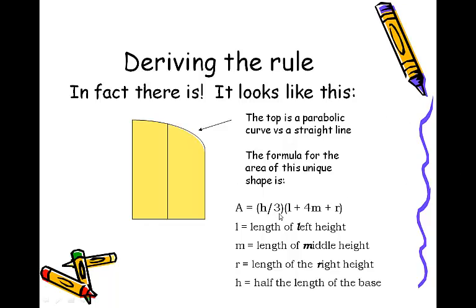It's h over 3 times L plus 4m plus r. So you're probably wondering, what the heck does all of that mean? Well, L is this left vertical height here, L for left. M is the middle height, and R is the right height. So it's kind of easy to remember: left, middle, and right. And then H, like usual, is our horizontal distance, and it's half of the base of one of these parabolic shapes.